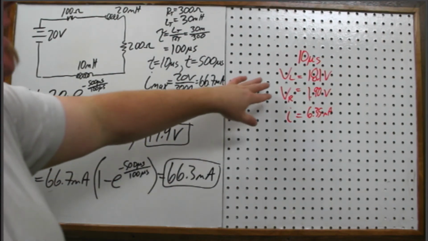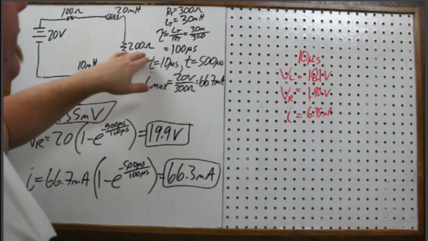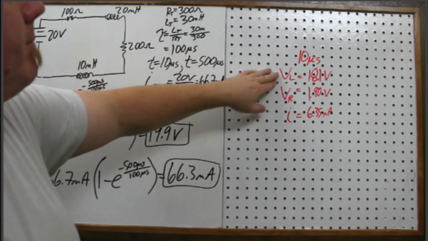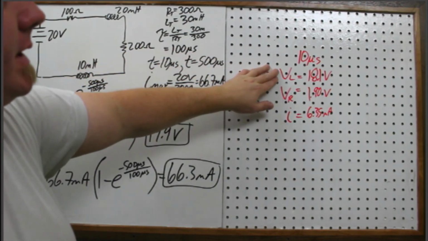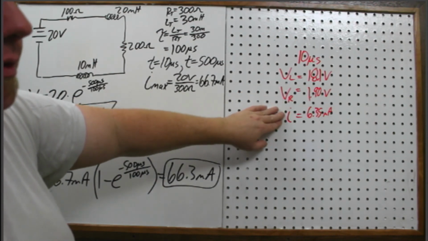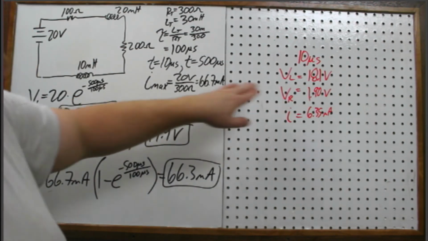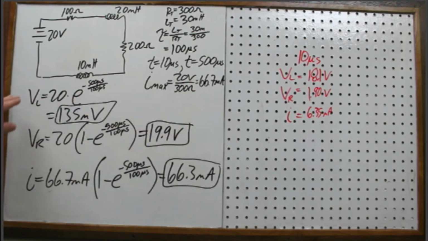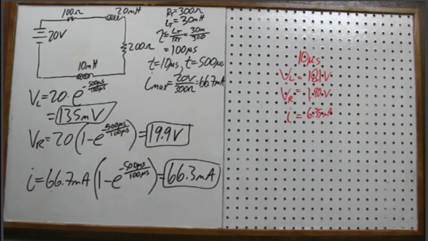So initially, very, very early on, well before the first time constant, most of the voltage is on the inductor. Almost none of it's on the resistor. And we are at 6.35 milliamps of current, so we're not anywhere close to the max yet. However, at steady state, only 135 millivolts of voltage on the inductor, 19.9 volts on the resistor, and we are almost at steady state current. Well, we are at steady state current, 66.3 milliamps.